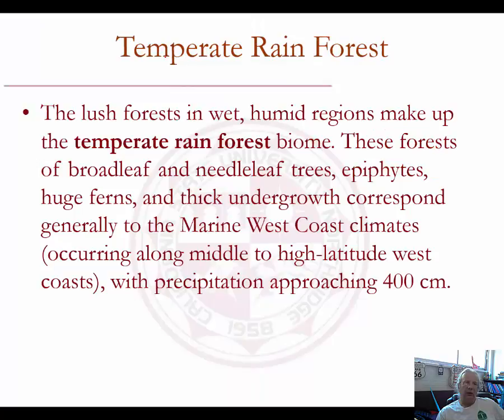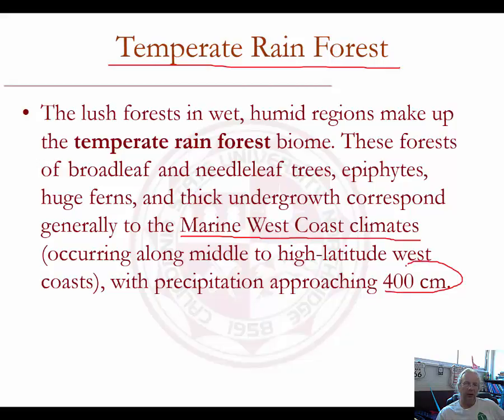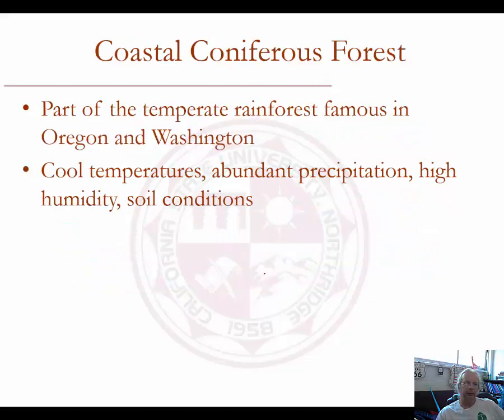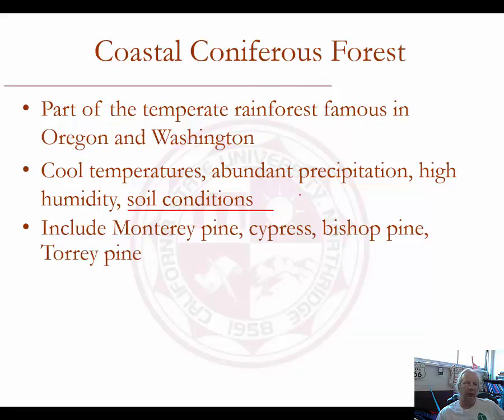In northwestern California, we have these needle leaf forests that are called temperate rainforests, and they grow in the marine west coast climate, where again you've got rainforest-like conditions, 160 inches of rain sometimes up in Oregon and Washington, but they do reach down into California. Cool temperatures, abundant precipitation, high humidity, and tough soil conditions. Remember, those ultisols are up there in that area of California.